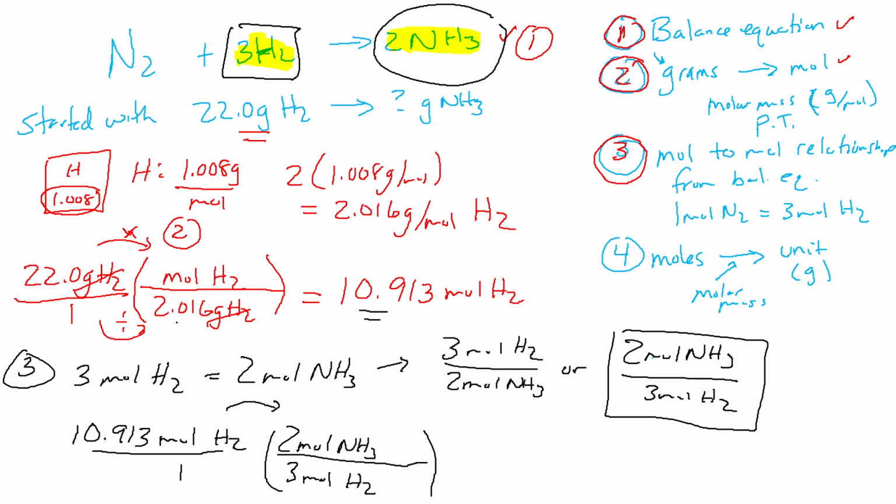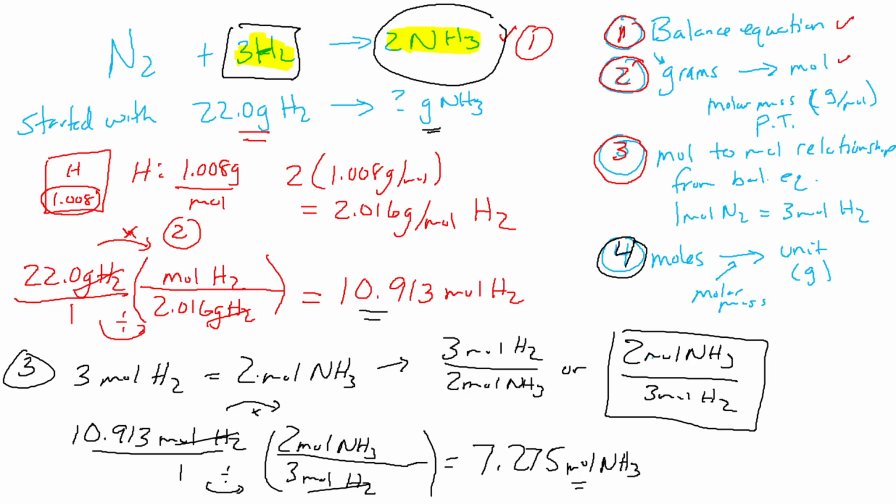Once again, we are multiplying the top, dividing the bottom. The moles of H2 cancel. So we're going to take our 10.913, we're going to times it by 2, divide it by 3. Going to get us 7.275 moles of NH3. Now, we're off to step number 4 because we are looking for grams of NH3, not moles.